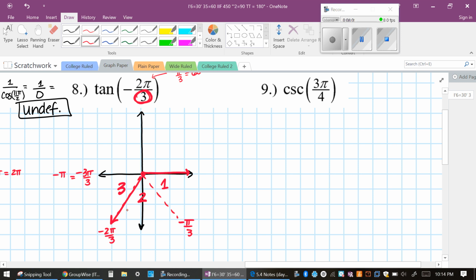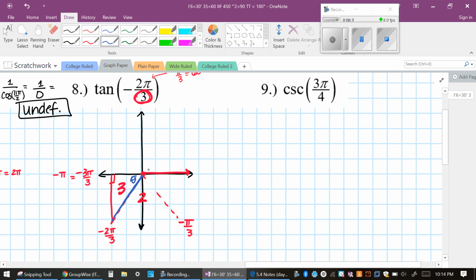Remember, your reference angle is always to the x-axis. It has to be acute, and it has to be positive. So I always draw my height to the x-axis. I want to make sure that I use this as my reference angle and not this guy, because this guy is definitely not acute. Okay, so this is going to be my reference angle.